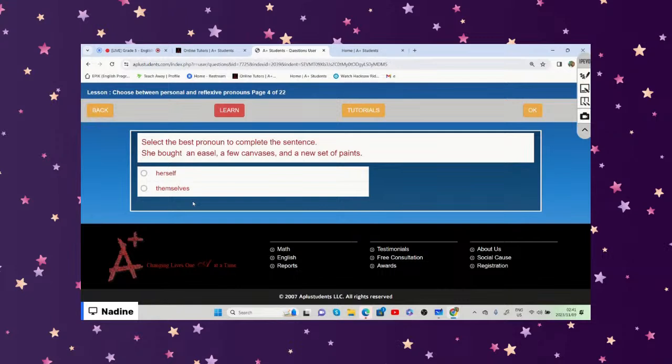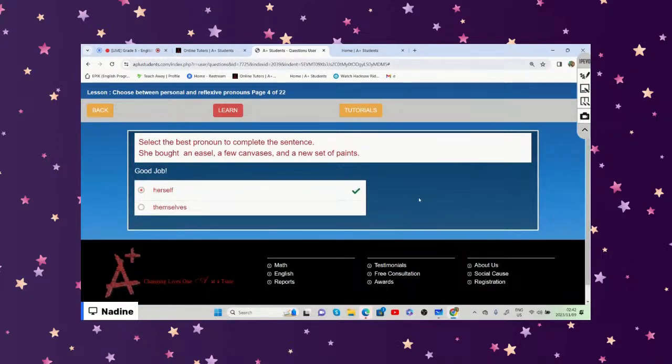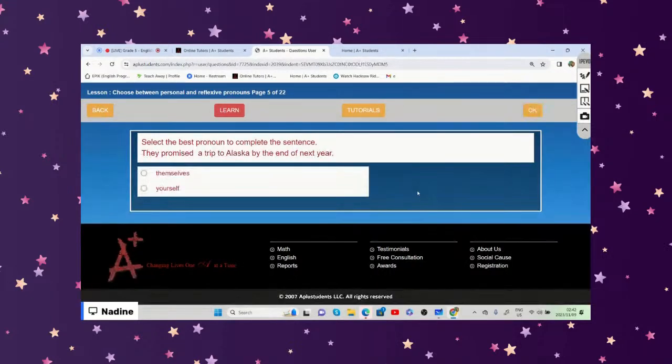All right. So if we select the correct one, we can then say she bought herself, right? Because herself is a singular reflexive pronoun, and it refers back to the singular subject, which is she. So she bought herself an easel, a few canvases, and a new set of paints. So well done. Herself is correct.